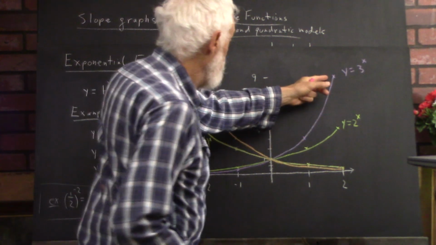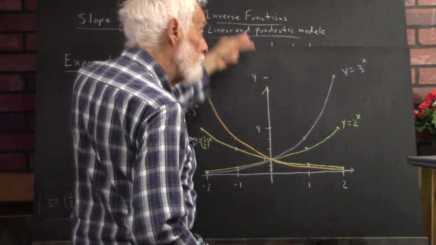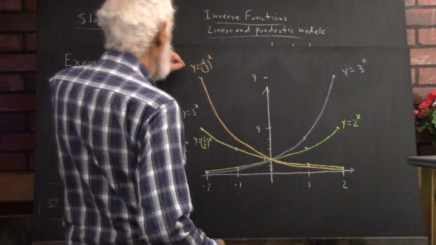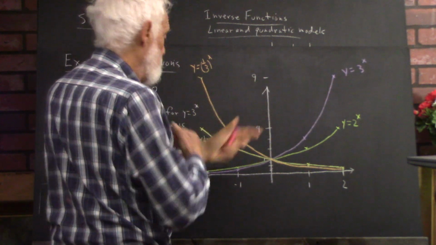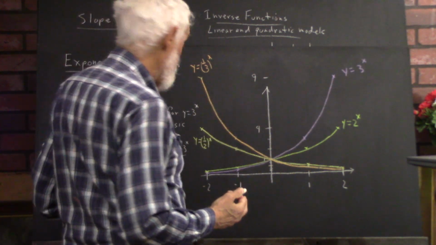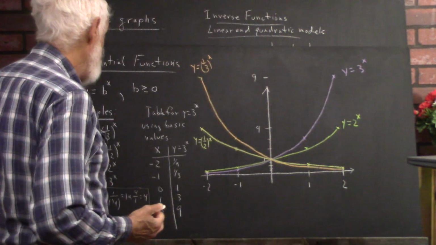Similarly, the 3 to the x graph is symmetric with respect to the y-axis with the 1/3 to the x graph. Flip it, and the picture looks exactly the same. Okay, so there it is.